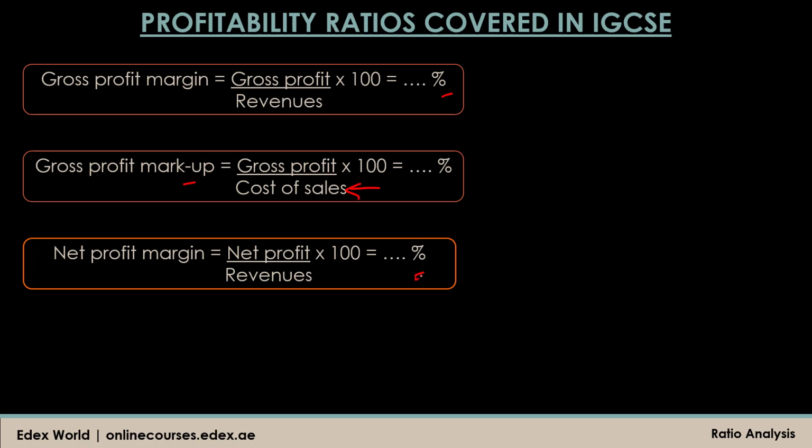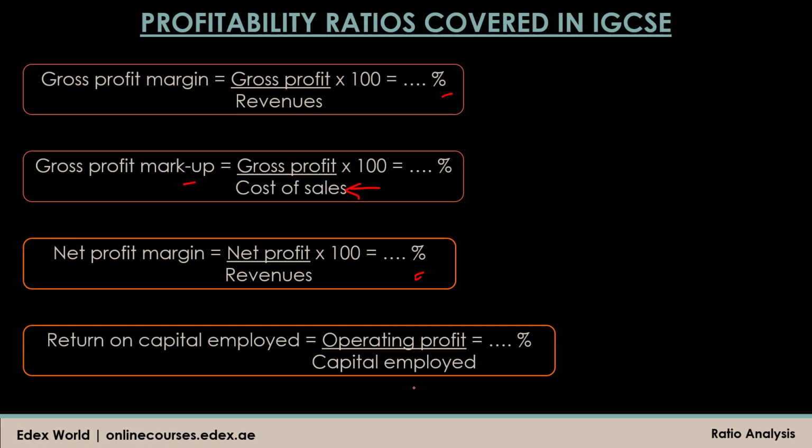So that is also in percentage terms. So for every $100 revenue, how much net profit the business is making. Obviously, the higher the number, the better it is. And then we have return on capital employed, which is operating profit divided by capital employed.